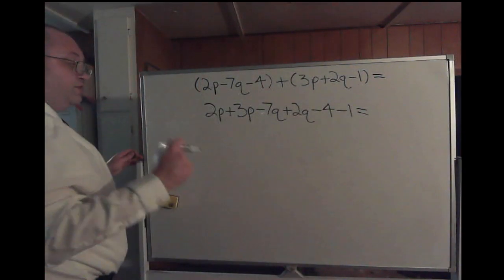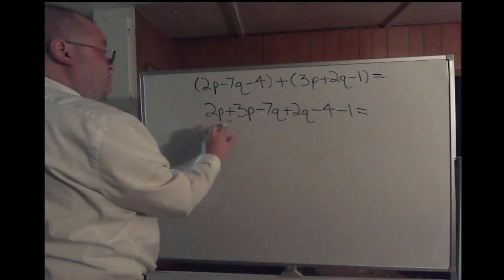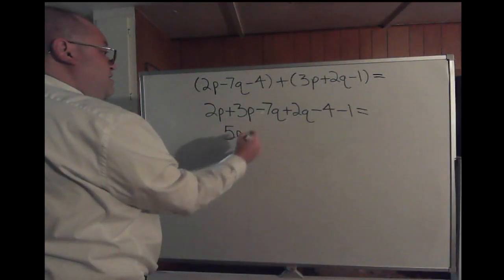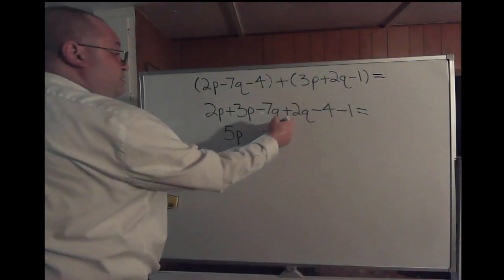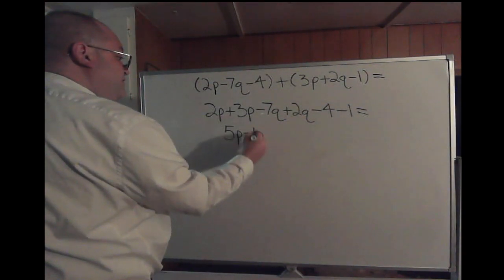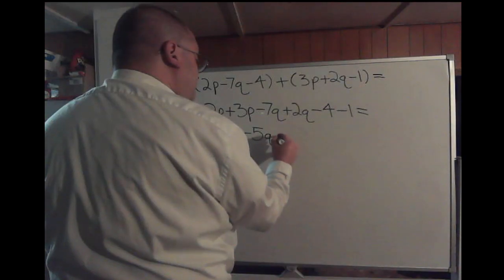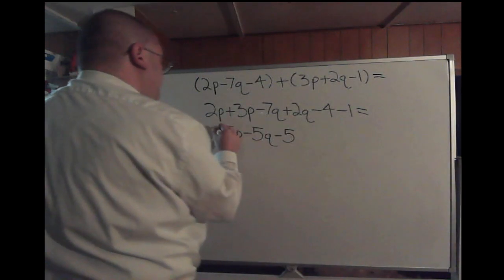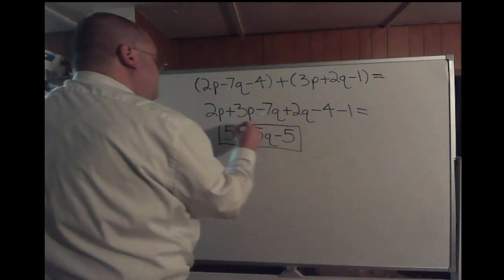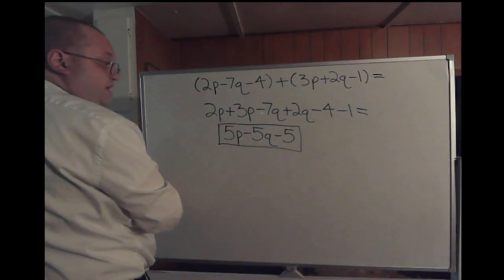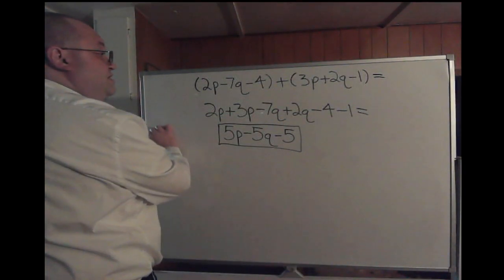Alright, so now we'll go through, we will simplify this. You'll have 2p plus 3p, that'd be 5p. Now you have minus 7q plus 2q, that'd be minus 5q. Then you have minus 4 minus 1, that'd be minus 5. So the answer you should get for this would be 5p minus 5q minus 5, once you simplify.